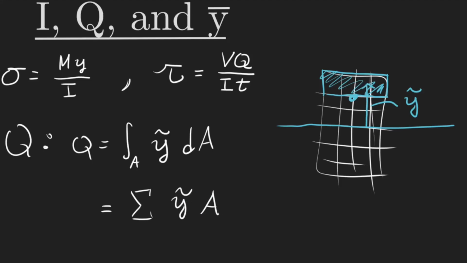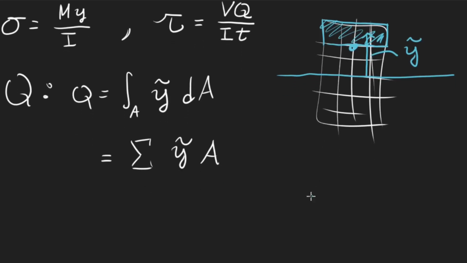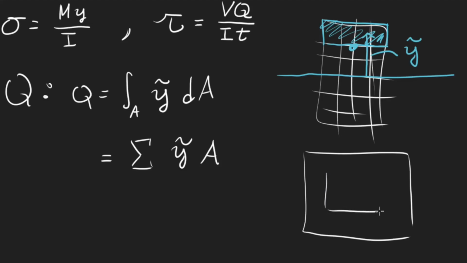So if I have a more complicated thing, like a material that's a hollowed out square, I have this. My neutral axis is going to be right through here. And let's say I'm looking at it on the neutral axis, so I'd have to consider all of this area right here.